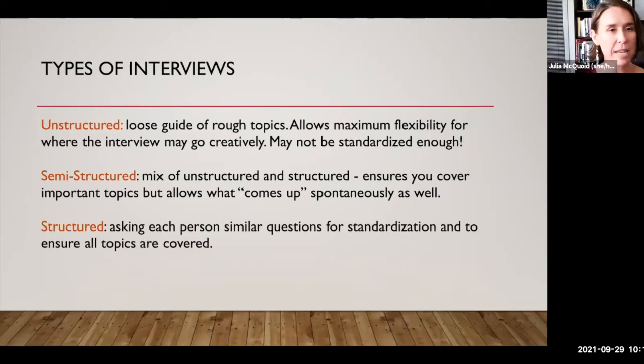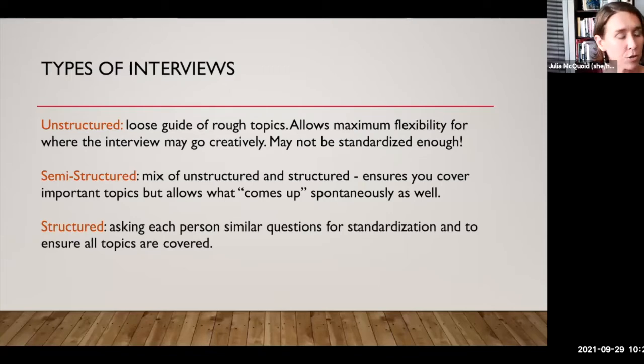So, just different types of interviews that you might encounter. We've got unstructured, semi-structured, and structured as three big categories. With unstructured interviews, you have a very loose guide of rough topics. This allows for maximum flexibility for where the interview can go creatively. It is the most open-ended way of engaging someone in a conversation to collect data. A potential limitation from a research standpoint is that it might not be standardized enough for certain kinds of research design, but it does have the maximum flexibility for exploration and discovery.